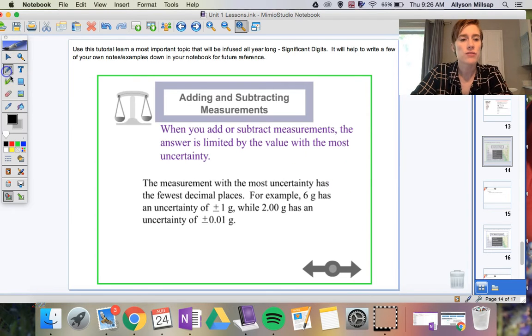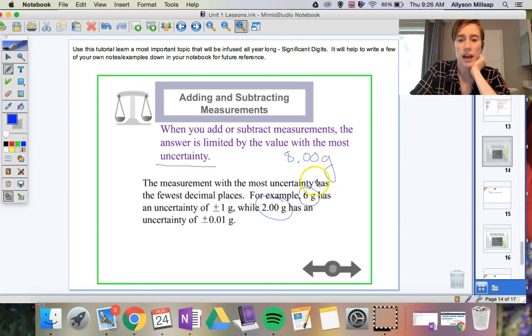Okay, so why do we have to round our answers? Why can't we just leave them nice and long? Well, there are some rules when we add and subtract our measurements that we have to follow with significant figures. When we add or subtract measurements, the answer is limited by the value with the most uncertainty, or the more uncertain answer. Let's say I measured something that was 6 grams and I measured something that was 2.00 grams and I want to add them together. Well, you might think it's 8.00 grams, right, if you're adding them together.